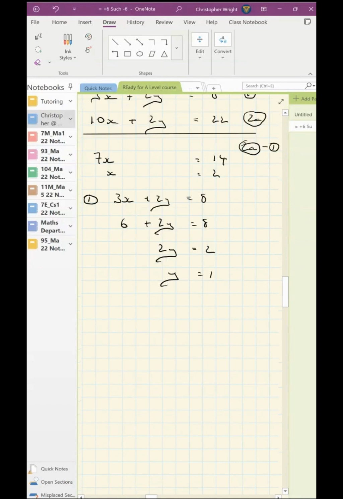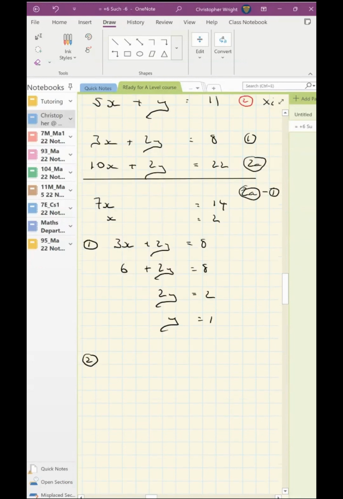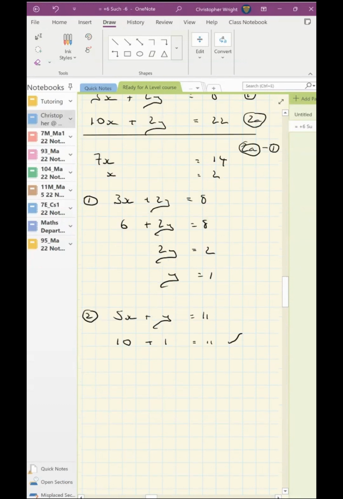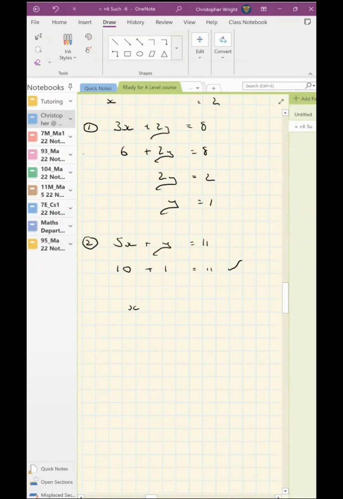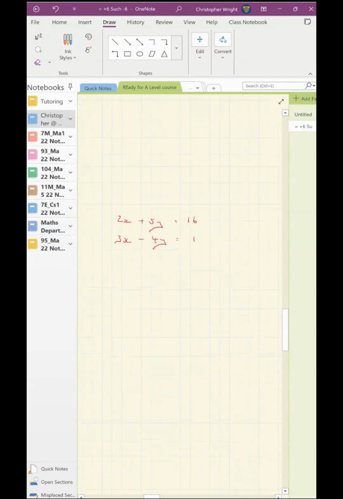And I'm going to check my answer by looking at equation 2, the original equation 2. 5x plus y equals 11, and checking that my answer for x and my answer for y do indeed give me 11. Yes, they do. And so I'm going to write my solution at the end. And that is the first example of solving simultaneous equations by elimination. Let's look at one more example.